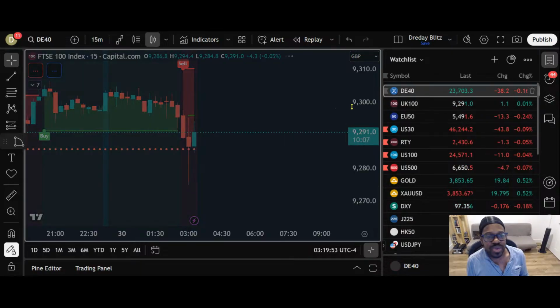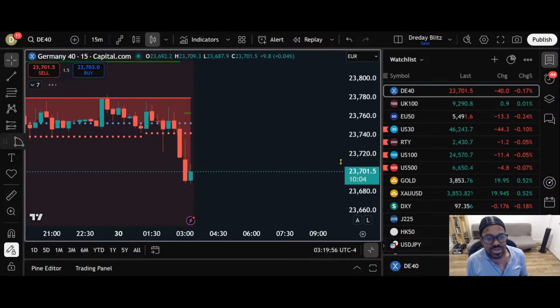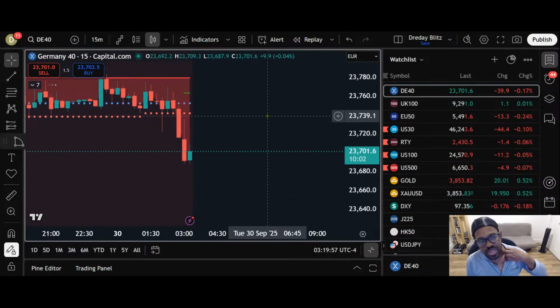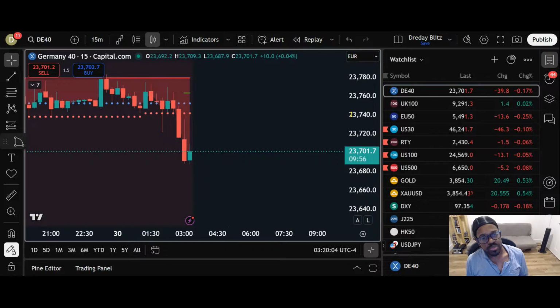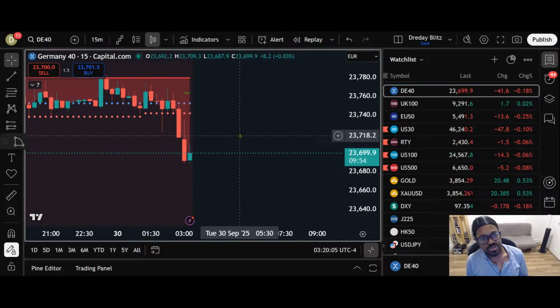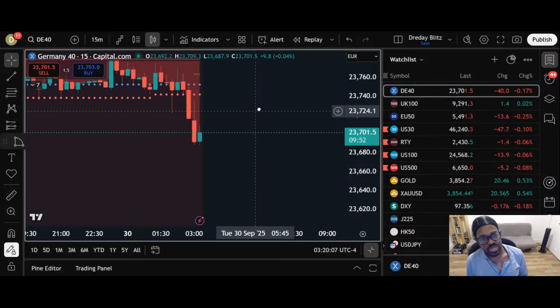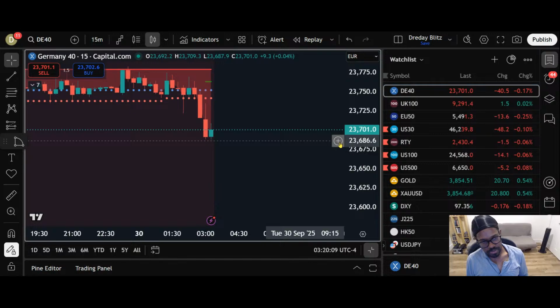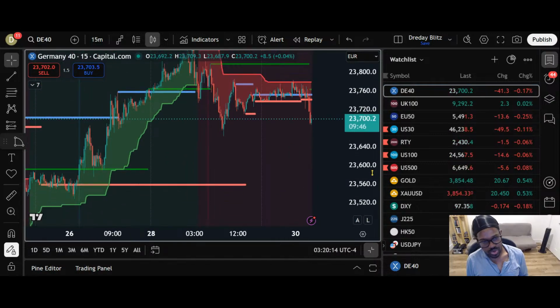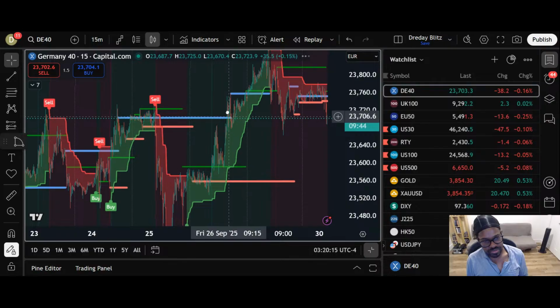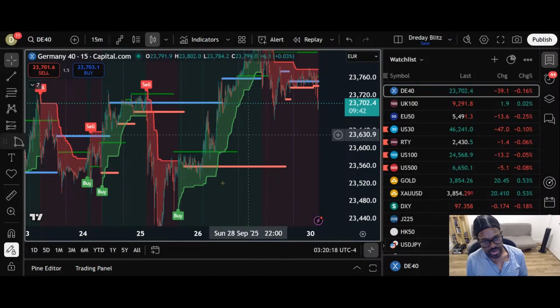So we're just going to wait it out and see what's up. For now, we had German 40 and UK 100 for sell. If you took a partial profit, you should be good. Right now it's a small retracement, but we should get some continuation on the downside because we have a big gap at the bottom that needs to be filled.